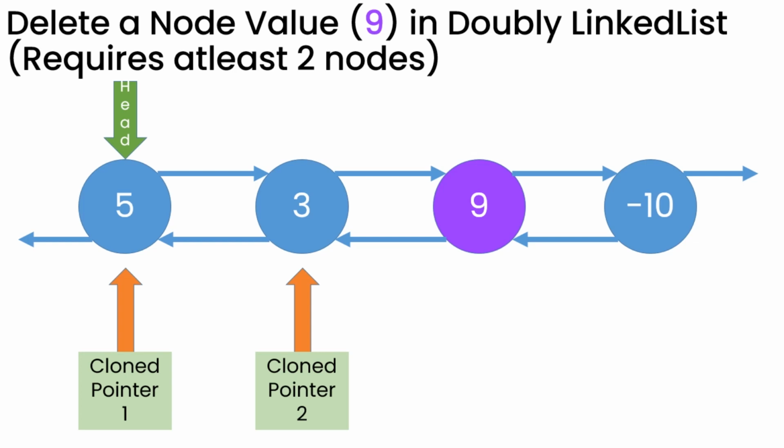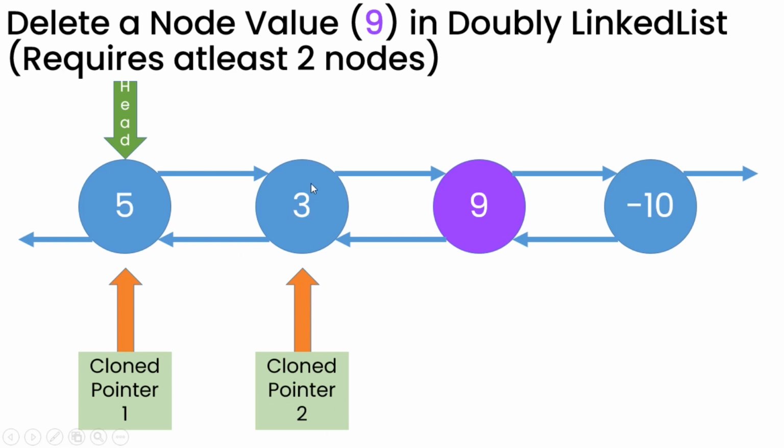Right. Now I'm considering that we have a double linked list with at least two nodes. So we will first start by cloning our head pointer and the next element of that head pointer. So we'll have two cloned pointers, one at the head and one at the next element of that head. And we're going to start to search for the node value of 9 to find it, and then we should delete it.